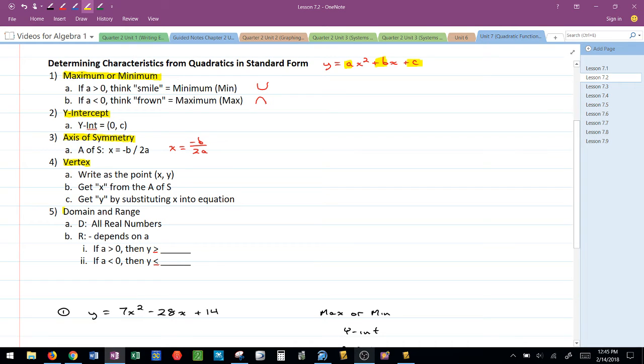The last thing that we got to find is the domain. Well, domain for parabolas is very easy. It's always all real numbers. And then we also need to find the range. Now the range depends on the a value, and think about the smile or the frown. If a was greater than 0, I'm smiling, therefore y's have to be greater than or equal to that y value at the vertex. If a is less than 0, then y is less than or equal to, for the range, the y value at the vertex.